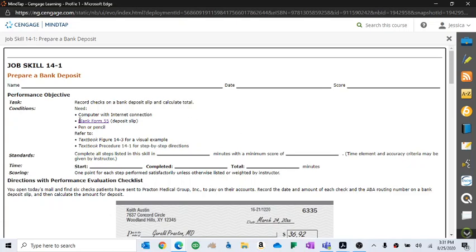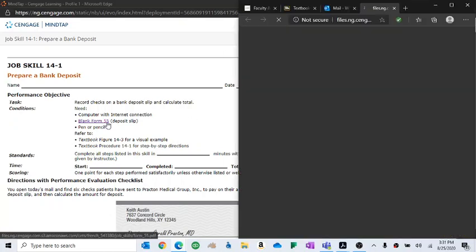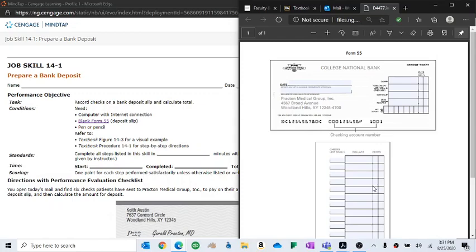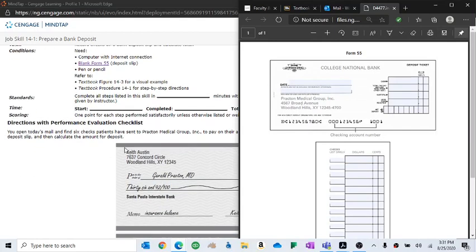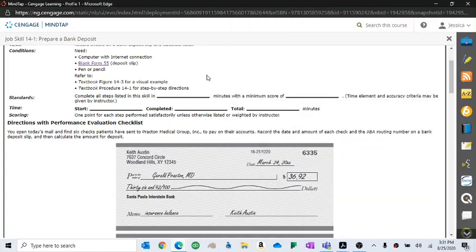So the first thing is we want this blank form 55, and that's going to pull up right here for us. This is the blank form. Remember, you've got to make sure you save your work before you submit it. The other thing that it says is there is a textbook figure and a textbook procedure. So remember how to find those.